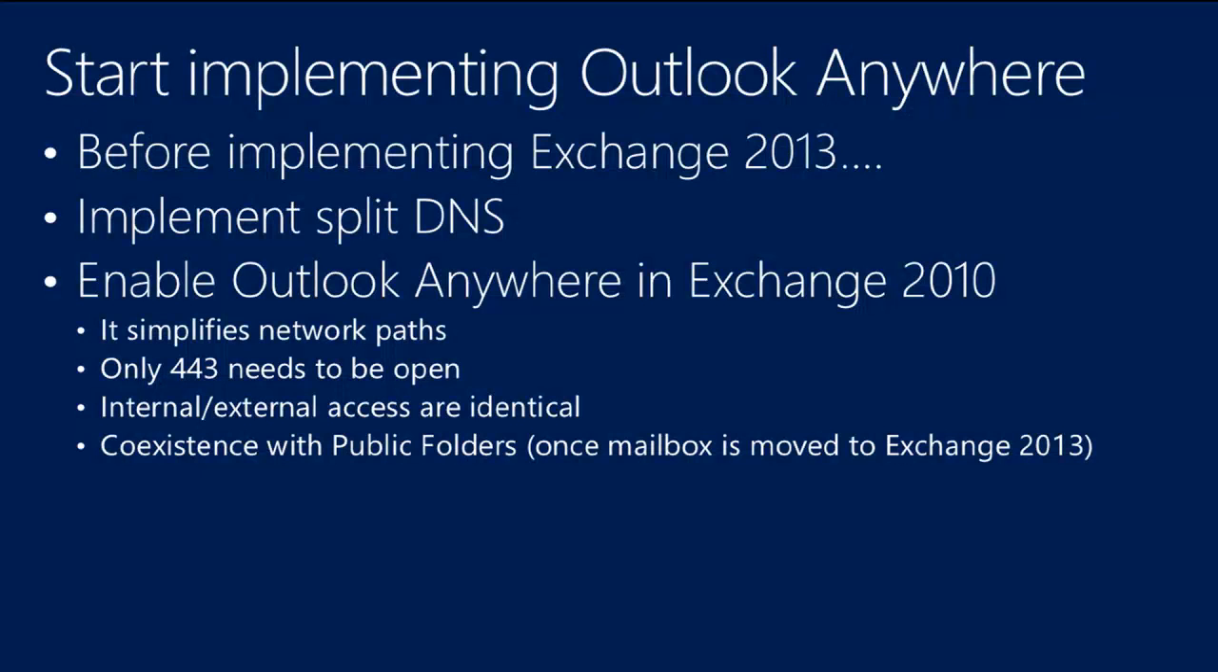And if my demo doesn't work, I've got backups. So, by enabling Outlook Anywhere, it will simplify the network paths. Only 443 needs to be open to your server, so if you've got clients that are behind firewalls, it makes life easier. No direct RPC traffic anymore. Internal and external access is identical, so if you use split DNS, you can just publish the same name internally and externally, have different IPs resolved inside than outside, and your clients always connect to the same URL. Works great.